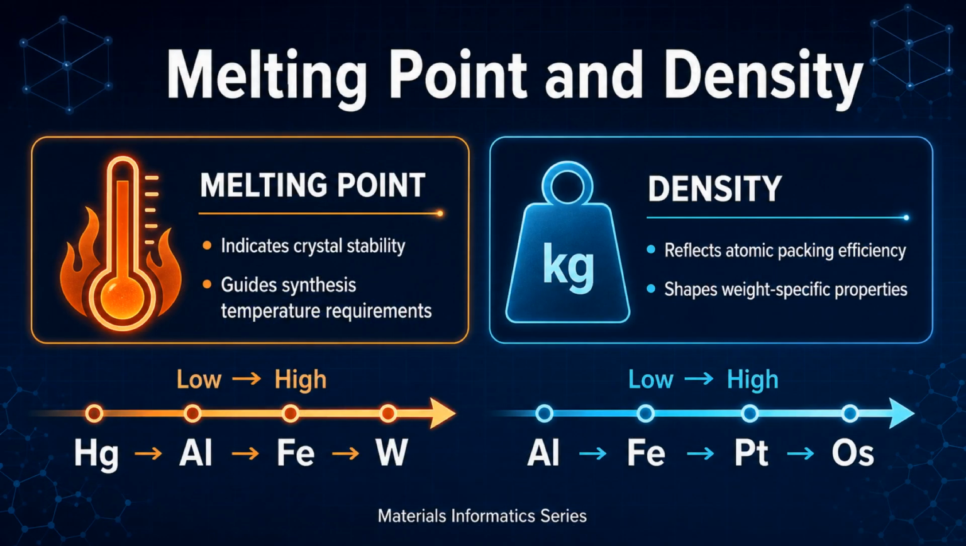Melting point indicates the strength of bonds in the crystalline state. High melting point elements like tungsten form stable, hard materials. Mean melting temperature of a composition suggests thermal stability. Density relates to atomic packing efficiency and atomic mass. Low-density materials like lithium enable lightweight applications. Variance in density among constituent elements can indicate phase separation tendencies.